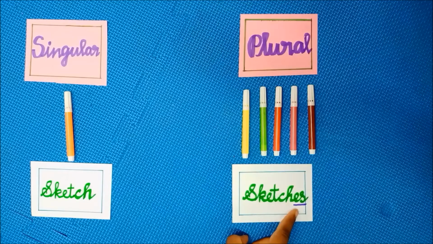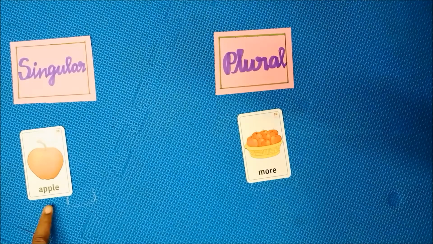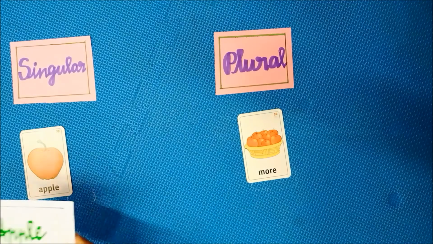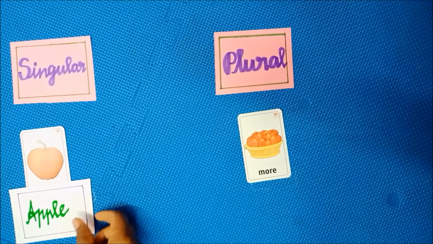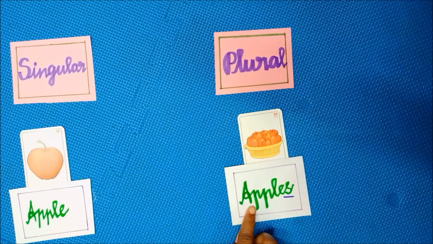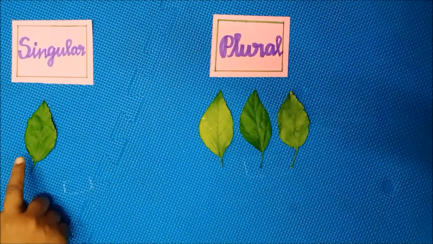S-K-E-T-C-H-E-S. Sketches. The plural form of sketch is sketches. Look at the next thing, children. What is it? It is an apple. Here I have only one apple, so it is singular. Here I have more apples, so it is plural. So the plural form of apple is apples. A-P-P-L-E-S. Apples.